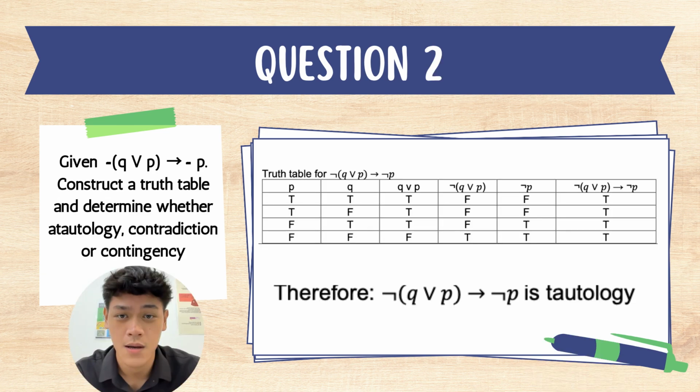For the second question, given: if neither Q nor P is true, then P is not true. Construct a truth table and determine whether it is a tautology, contradiction, or contingency. Based on the truth table that we have done, we can see that if neither Q nor P is true, then P is not true, is always true. Therefore, it is a tautology.